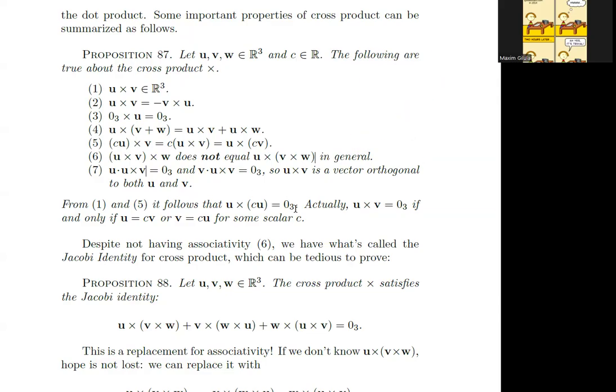From 1 and 5, it follows that u cross any multiple of u is 0. And in general, u cross v is 0 if and only if u is a multiple of v or v is a multiple of u for some scalar c.